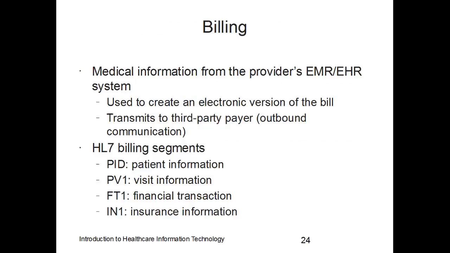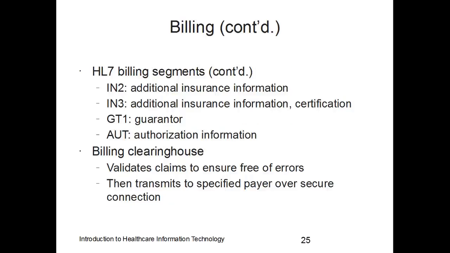The medical information from the provider's electronic medical or electronic health record is used to create an electronic version of the patient's bill. And this will be then transmitted to a third-party payer. And this will be done within an HL7 message. Some common HL7 billing segments that you'll find: the PID, the patient identification; PV1, the visit information; FT1, financial transaction; IN1, insurance information; IN2 and IN3, any additional insurance information; the GT1, the guarantor; and then the AUT authorization information.